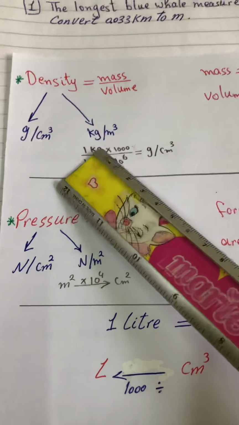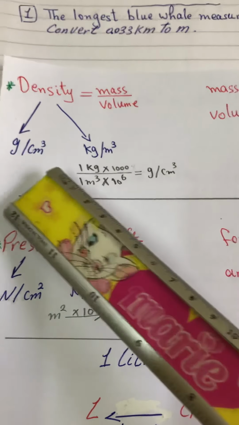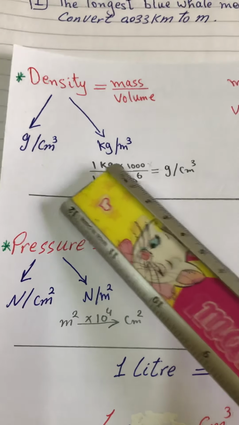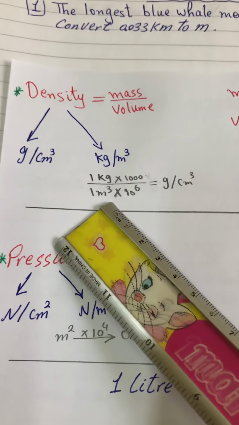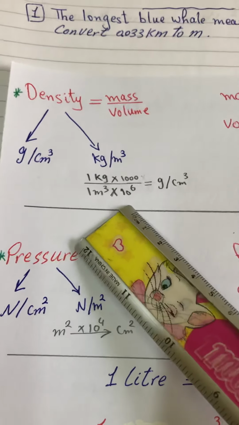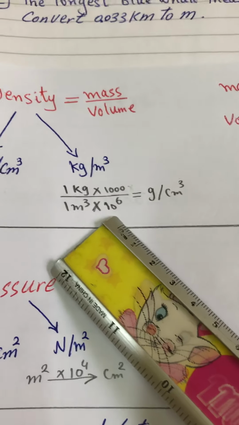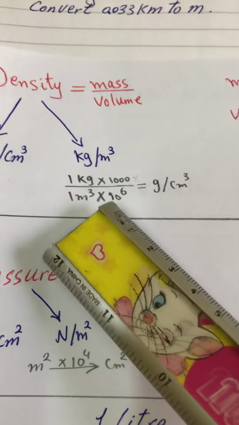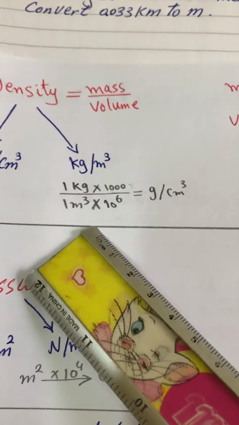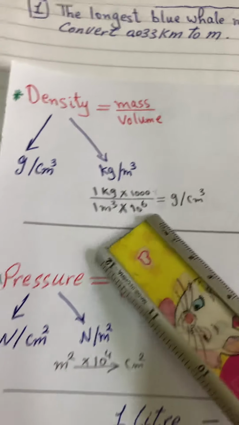If you have kilogram per cubic meter, how can you change it into gram per cubic centimeter? You will change the kilogram into gram first, and the cubic meter, take care, into cubic centimeter. To change from meter to centimeter, multiply by 100. To change from meter cubed to centimeter cubed, multiply by 100 times 100 times 100, so it will be 10 to the power 6.